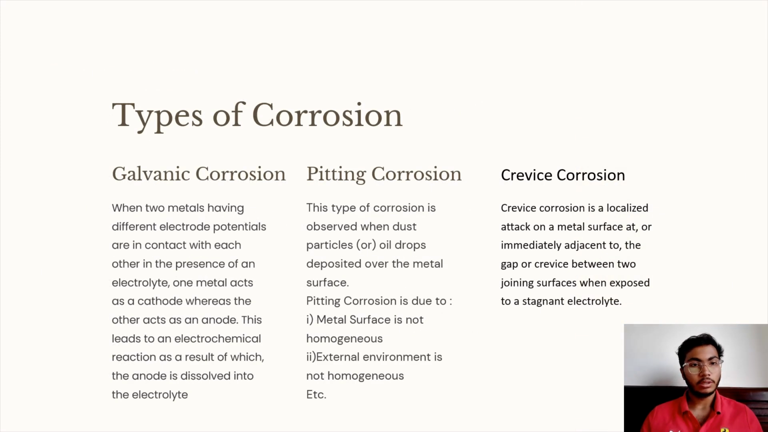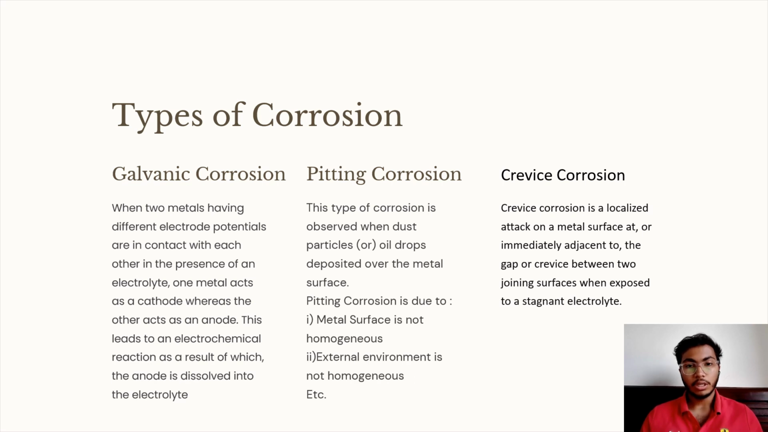Types of corrosion. Galvanic corrosion. When two metals having different electrode potentials are in contact with each other in the presence of an electrolyte, one metal acts as a cathode whereas the other acts as an anode. This leads to an electrochemical reaction as a result of which the anode is dissolved into the electrolyte.